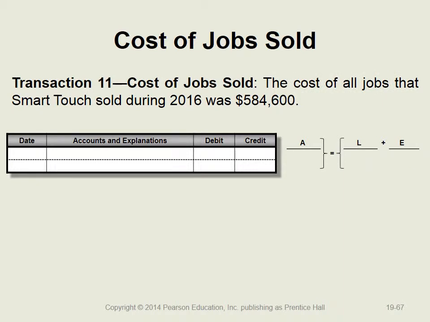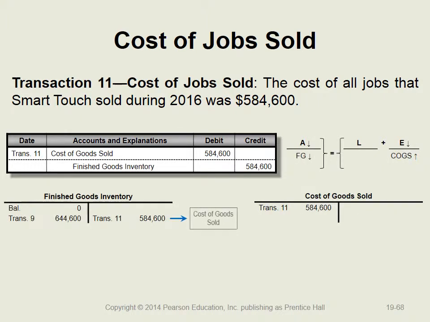Transaction 11 records the $584,000 cost of all jobs that were sold in 2016. Cost of goods sold is increased with the debit and the asset finished goods inventory is decreased with the credit.